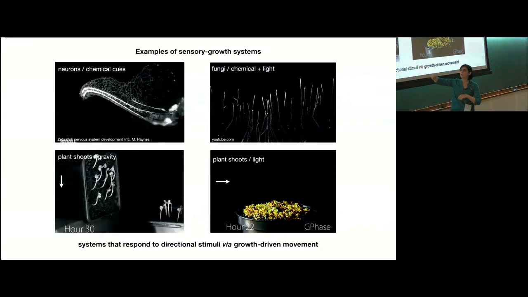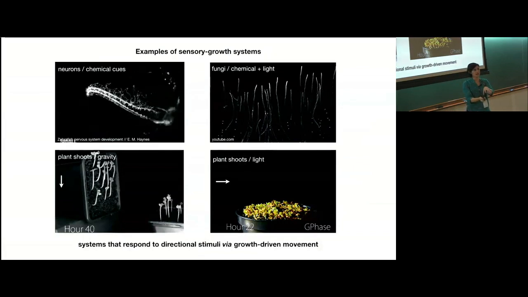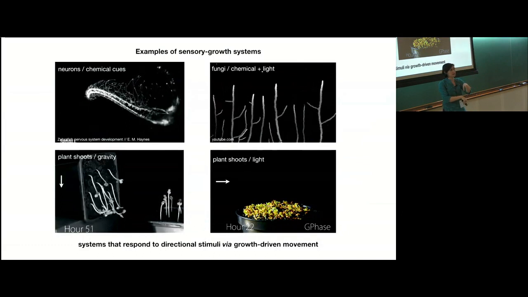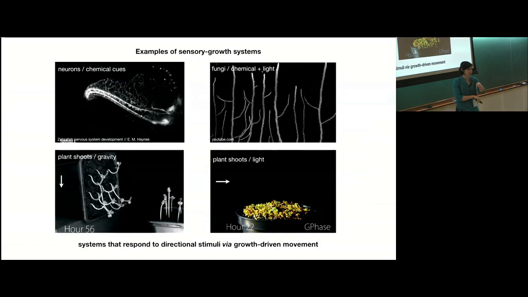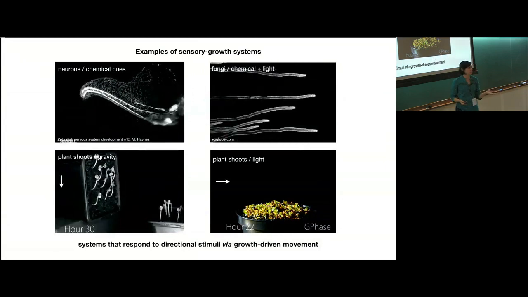this pot of, I think it's peas, if I remember correctly. They put it on the side, and now you'll see that the plant is equipped with sensors for the direction of gravity throughout its body, and the shoots grow up, and the roots, which you cannot see here, grow down. You can imagine why this is important, right, to know which way is up and which way is down.